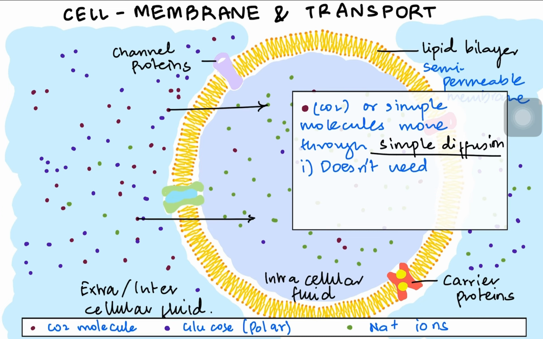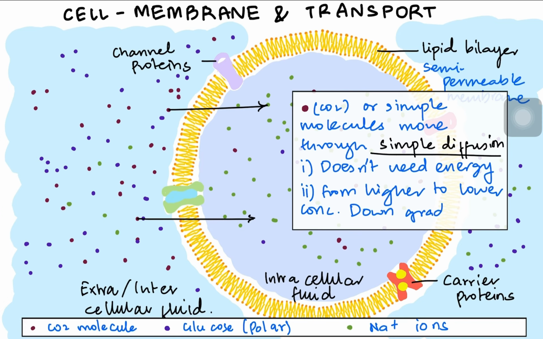So let's write that it doesn't need energy, number one, because it's a diffusion process. Number two, it's from higher concentration to lower concentration like any other diffusion process. It's down the concentration gradient. And we already said there's no need for channel or carrier protein.